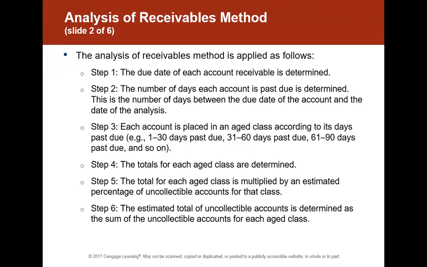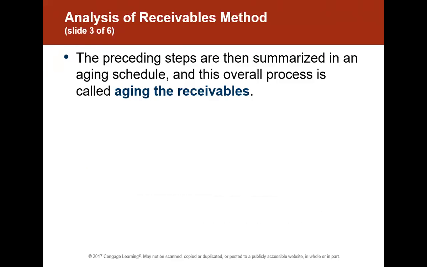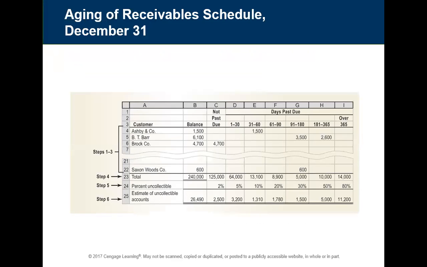So then we just multiply each total by a percentage and add it all up to give us our total uncollectible amount. This is called aging the receivables, or analysis of accounts receivable. An aging schedule would look something like this. For this instance, they have a list of all the customers. They're not showing all of them, as you can see, but they're giving you a highlight.